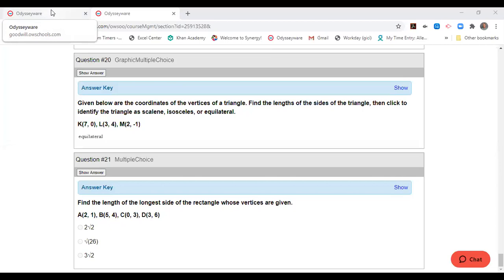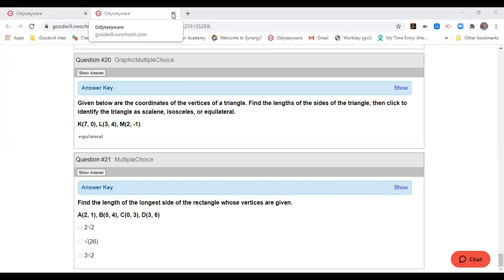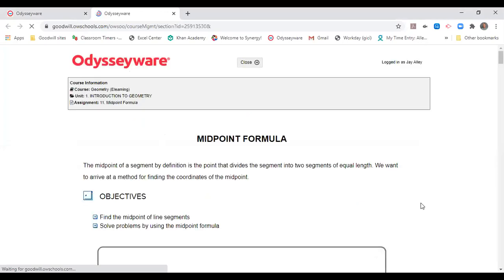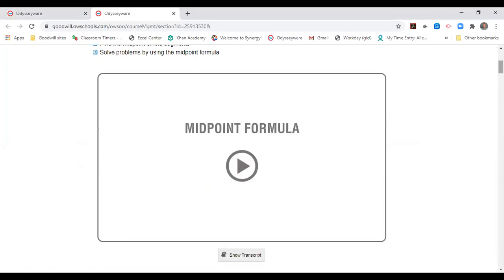The next section here, the next formula is actually easier, in my opinion. The midpoint formula. Midpoint formula, as you can imagine, is to find that spot on a line that is exactly in the middle of 2 endpoints. We have a line segment, we have a side of a triangle or a side of a shape of some sort, and we're looking for that point that is exactly in the middle.